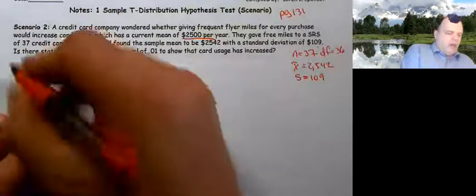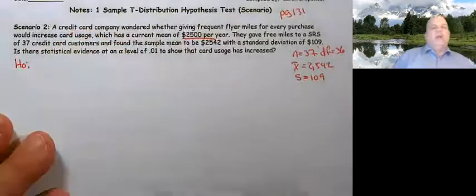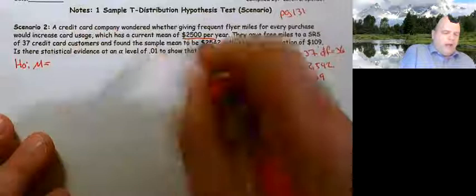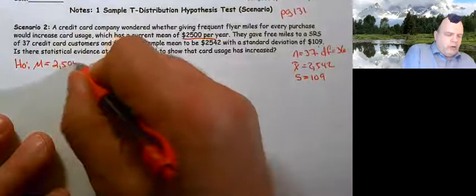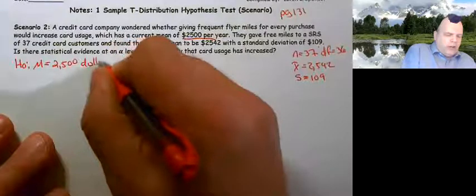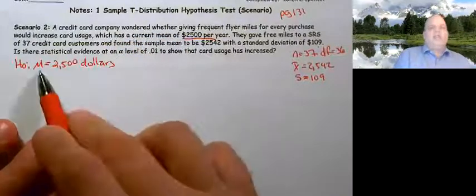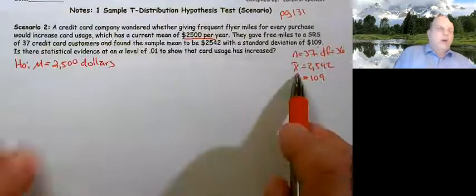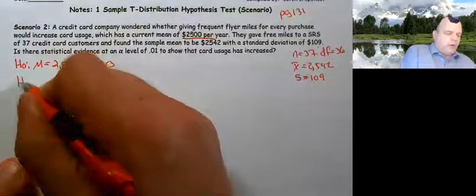So what is the status quo? What is life as we currently know it? Currently, we have a current mean of $2,500. If you want to use a dollar sign instead of writing dollars, that's great. Make sure, once again, that this is in Greek letters, so we're talking about mu. Do not be using x bar, because if you use x bar here, you will lose 25% of your score.